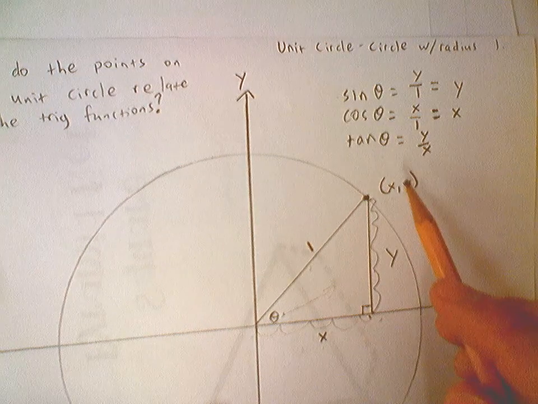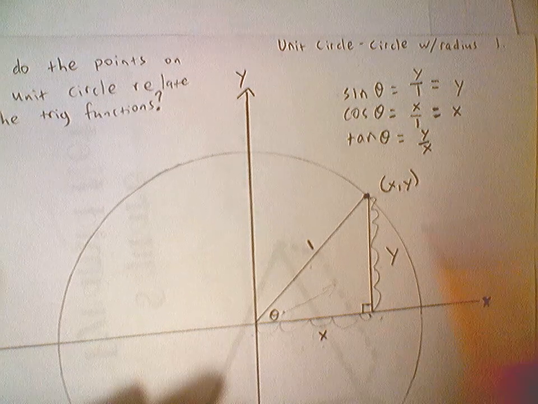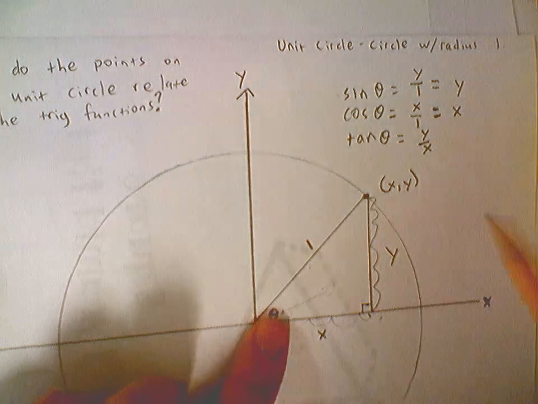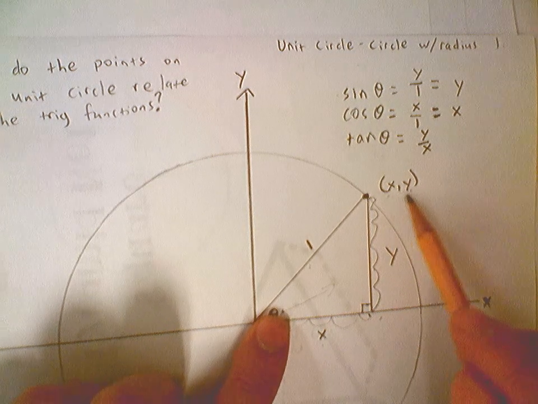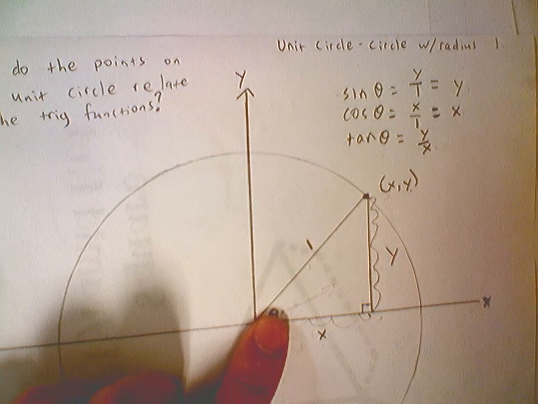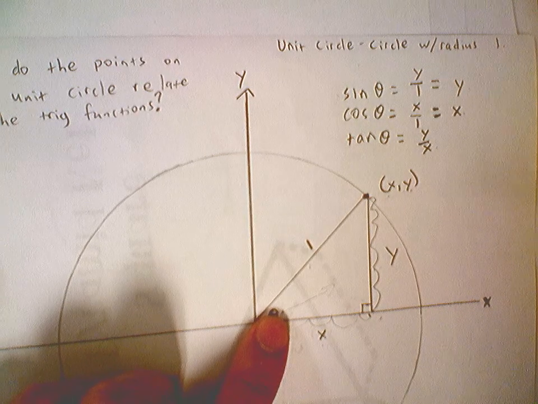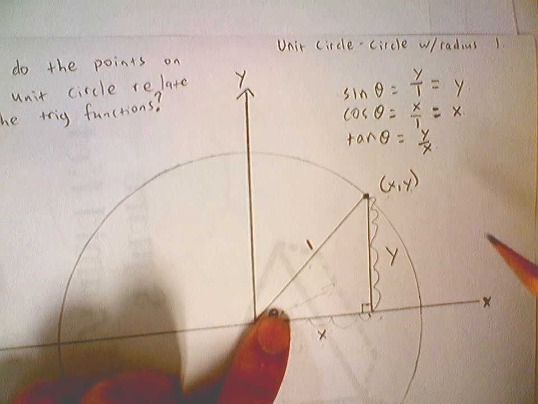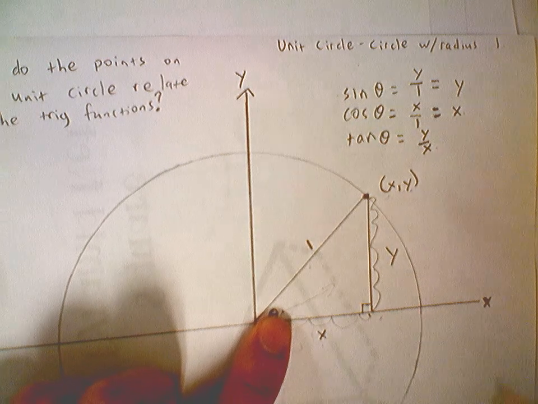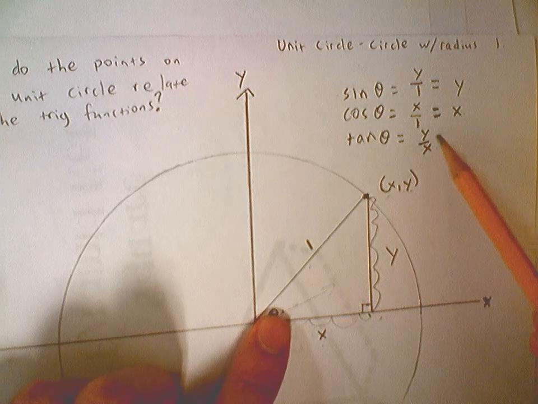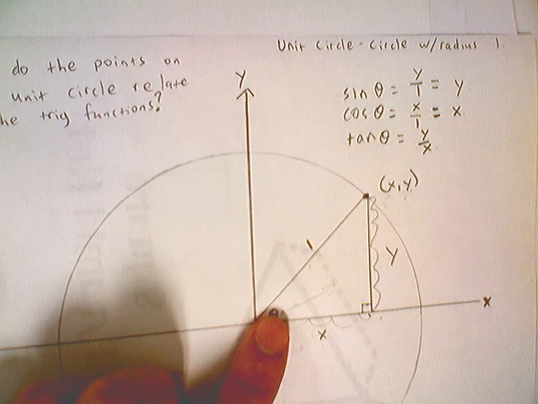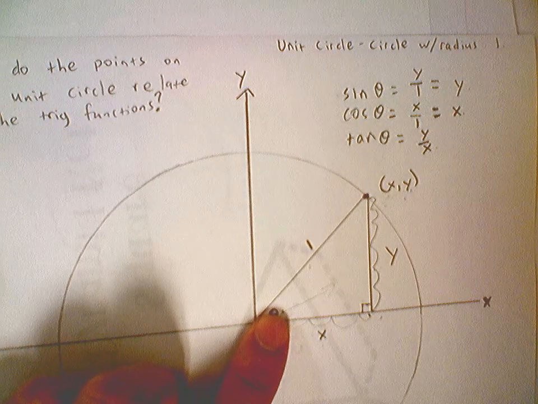So, just to recap, here's what we know. If we've got an angle and a point on this unit circle, from that x and y coordinate, we can evaluate all three trig functions. Sine of theta is equal to the y coordinate of the point. Cosine of theta is equal to the x coordinate of the point. Tangent of theta is equal to y divided by x. So from these two numbers in the point, we can calculate all three of the trig functions.